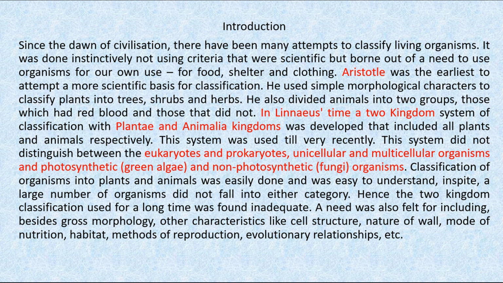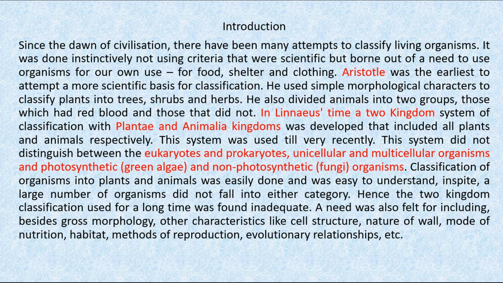In Linnaeus' time, a two-kingdom system of classification with Plantae and Animalia kingdoms was developed that included all plants and animals respectively. This system was used till very recently. This system did not distinguish between the eukaryotes and prokaryotes, unicellular and multicellular organisms, and photosynthetic green algae and non-photosynthetic fungi. Classification of organisms into plants and animals was easily done and was easy to understand.